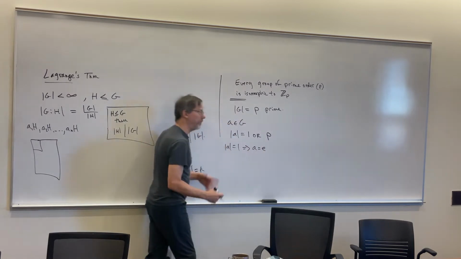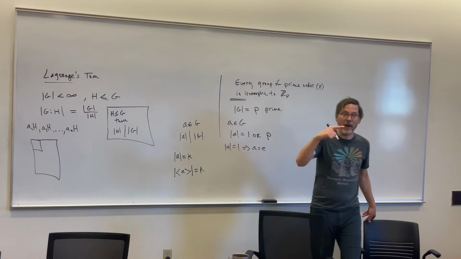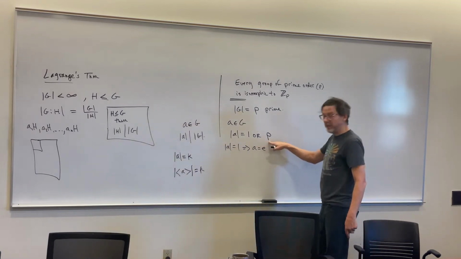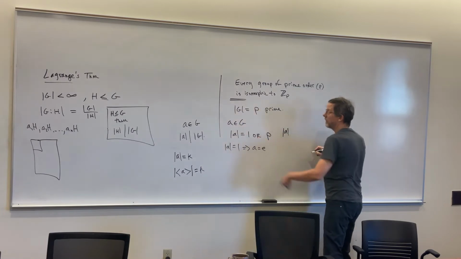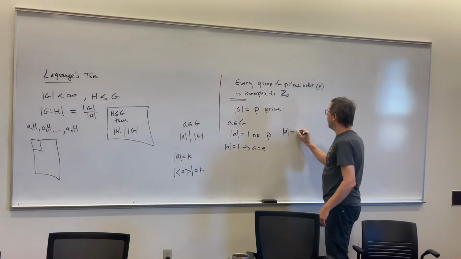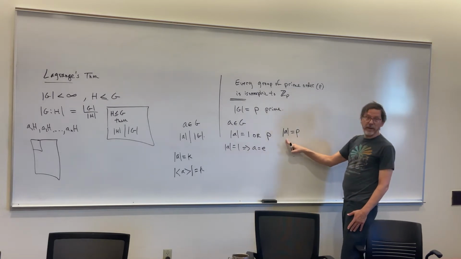And that's not going to really get us the whole group. It's just going to be itself. So what's the other possibility? So this means that the order of this element a, if it's not the identity, must equal p. And so that generates C_p.